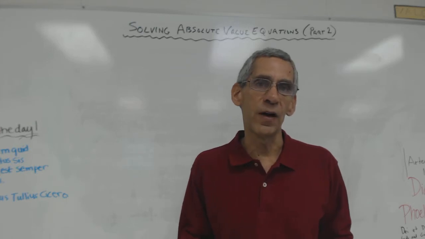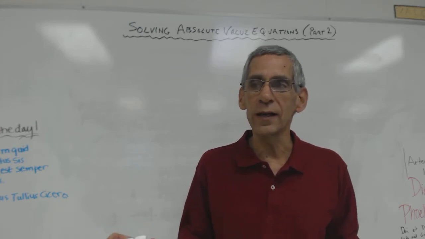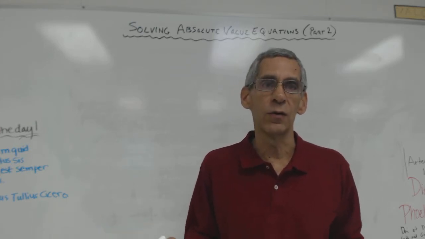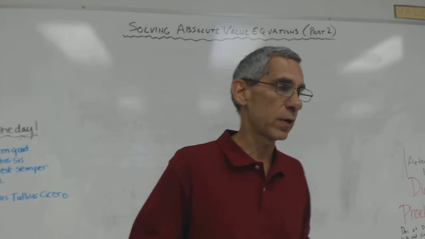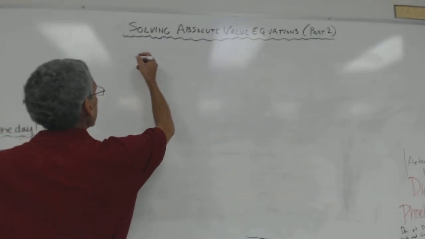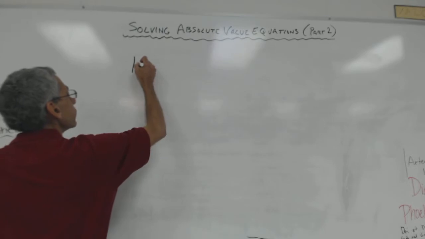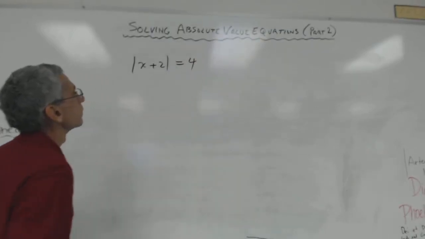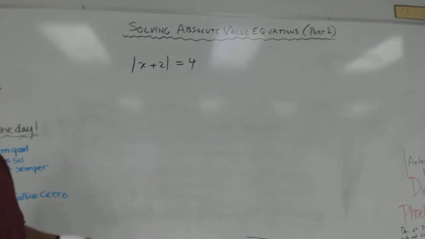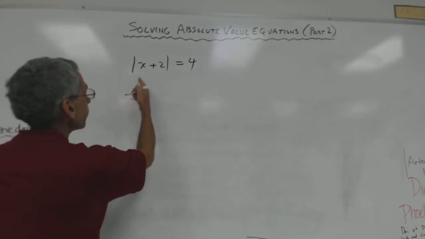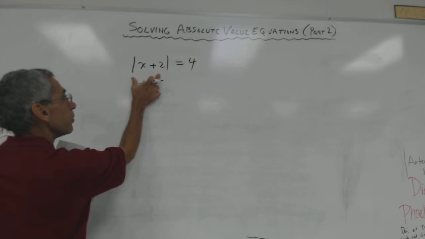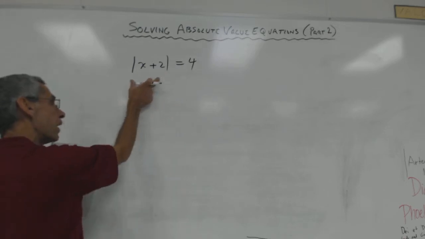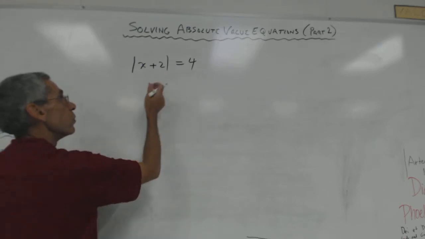But there was something that I did. I gave you simplified ones, and I just want to look at a simple one and then look at a complicated one and compare them. So I gave you something like this: the absolute value of x plus 2 is equal to 4. And we said, well, the two possibilities: the absolute value of positive 4 would equal 4, and the absolute value of negative 4 would equal 4.